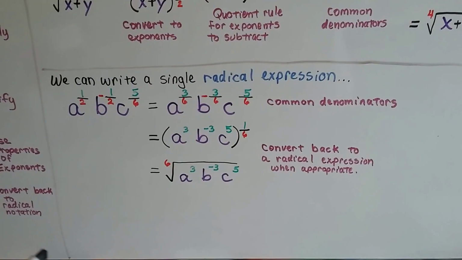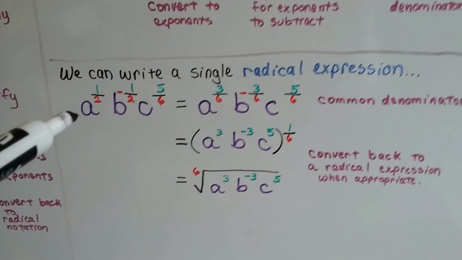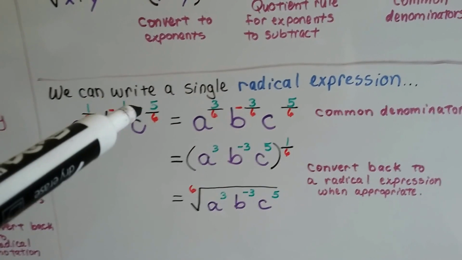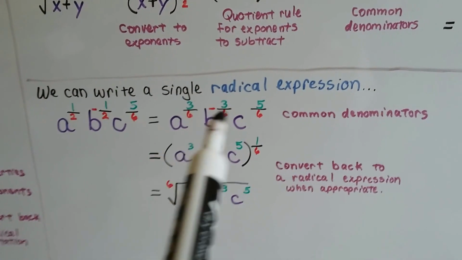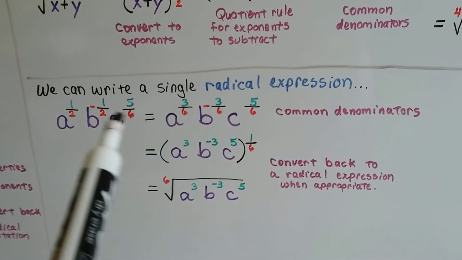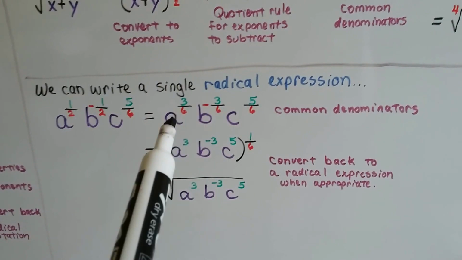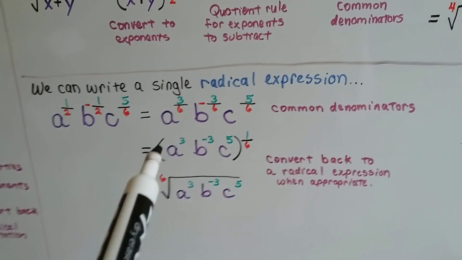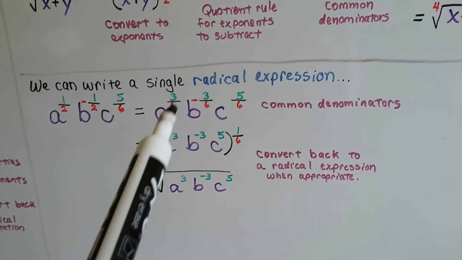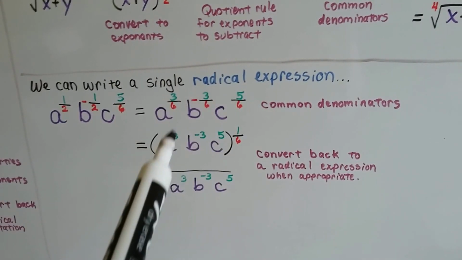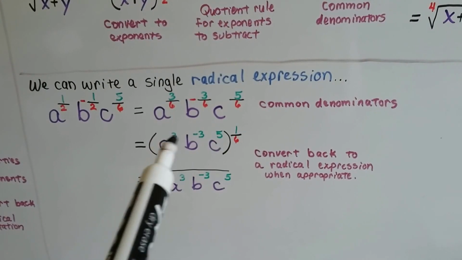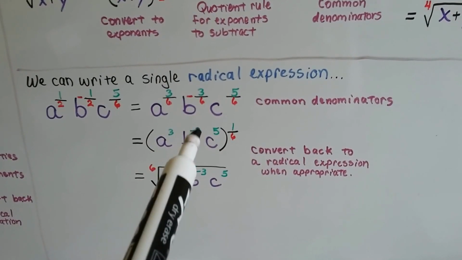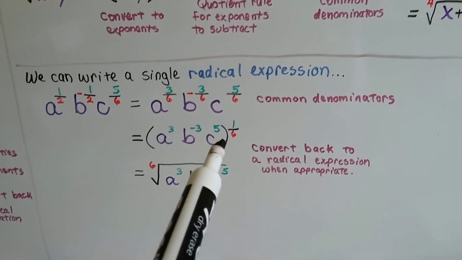We're going to write a single radical expression. We have a raised to the half power, b to the negative half, and c to the 5/6. We can give them all common denominators, so they can all meet at 6, can't they? So we get 3/6 and negative 3/6 and 5/6, and we can write them in parentheses like this, because here's our numerators, so those are going to be our powers inside the parentheses, and that 6 is going to be out here as a 1/6. So we get a to the 3rd, b to the negative 3, and c to the 5th.